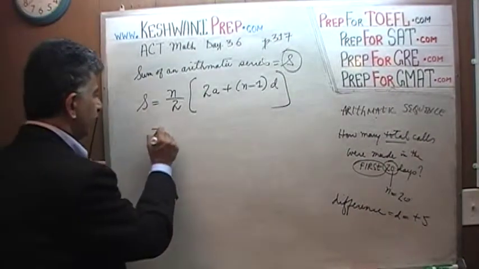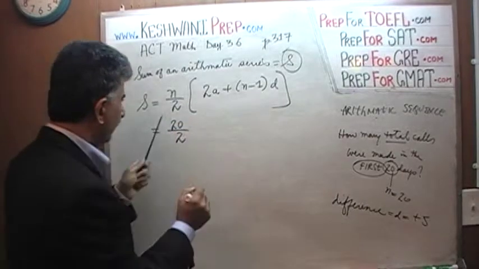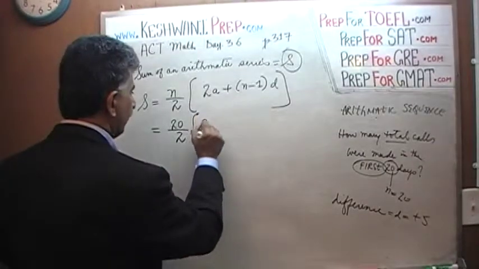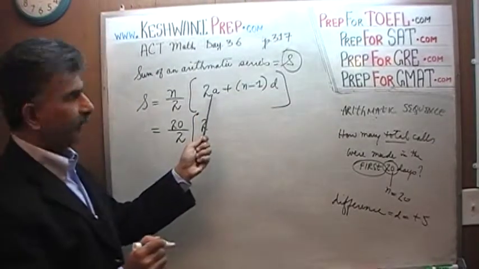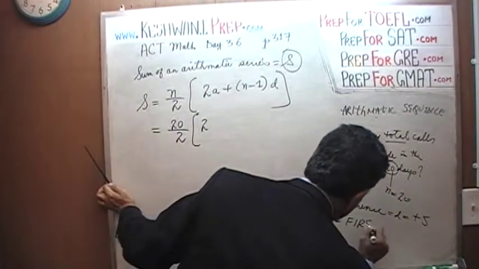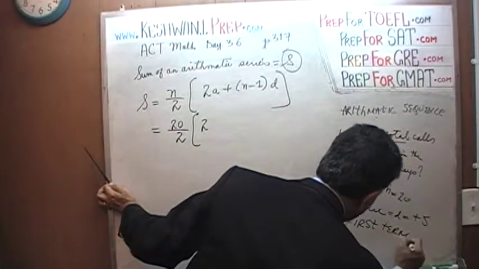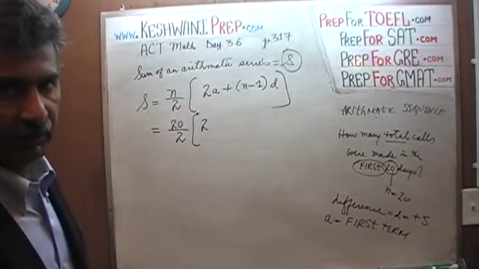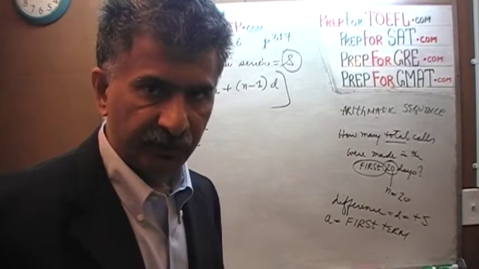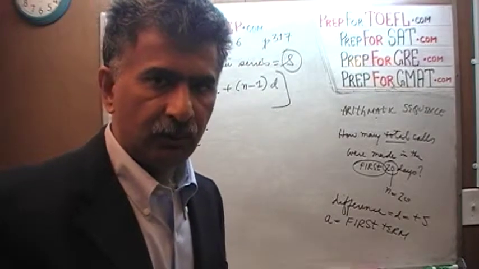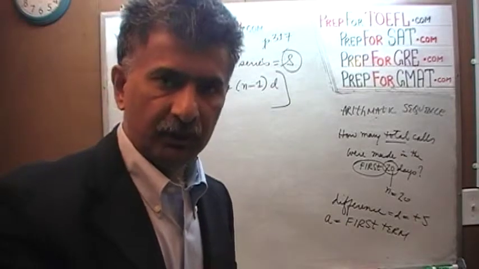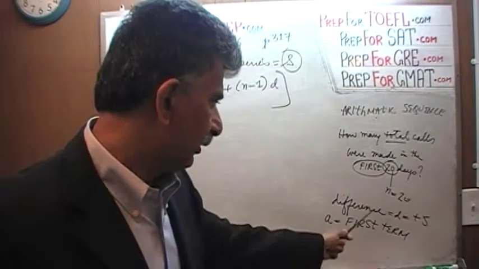So S, the sum, is equal to 20 over 2, because n is equal to 20, we are doing the first 20 days, times 2 times a. I didn't explain that part: a is the first term. We have to know the value of the first term, otherwise we can't go anywhere, because we have to know what we started out with, and then we need to know how much it goes up or down each time. It goes up or down by a constant amount, and that's called the arithmetic difference.